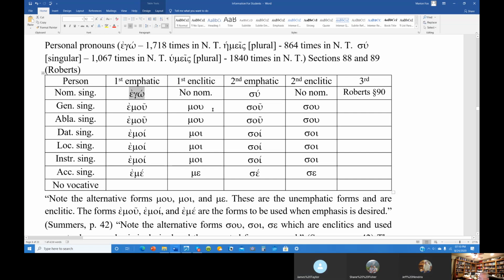Now, you don't have a table like this in your books normally, but I separated them out. We take amou and mou, which are both genitive singular of ego. But mou doesn't have the epsilon on it, and it doesn't have an accent. So it's enclitic, and enclitic means it's not emphatic. So these forms here are all emphatic, whereas these over here are enclitic. And ego doesn't have an enclitic form. It's always emphatic. The reason why, can you help me?